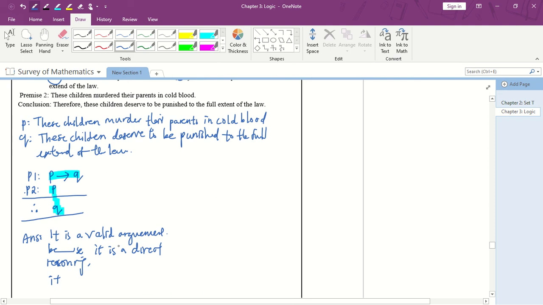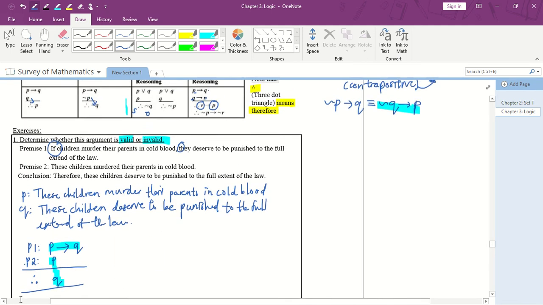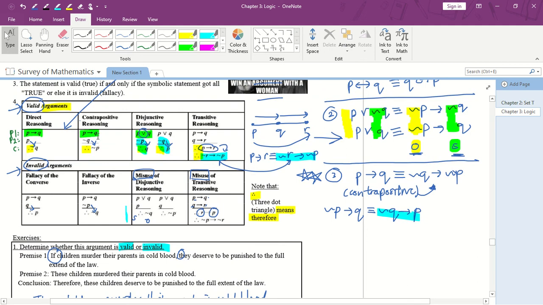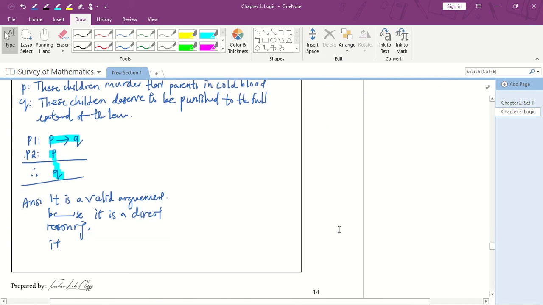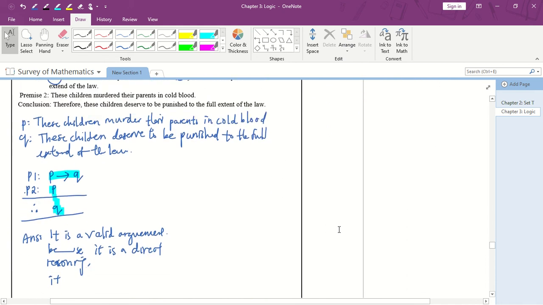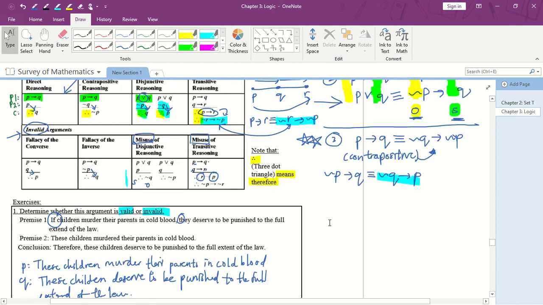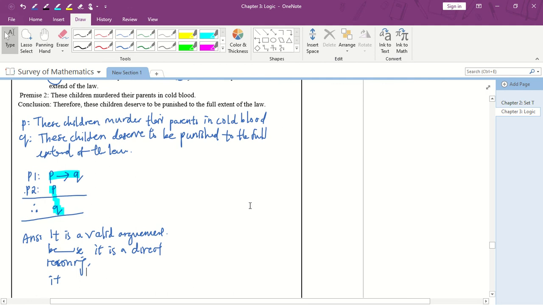Okay, if you have been learning with me throughout these videos, I believe that you can remember these four reasonings easily: direct reasoning, contrapositive reasoning, disjunctive reasoning, and transitive reasoning. However, if you don't remember, feel free to use the truth table to prove it is right. Remember, if you don't want to prove it using a truth table, you must write here saying that it is a direct reasoning. You must write that.